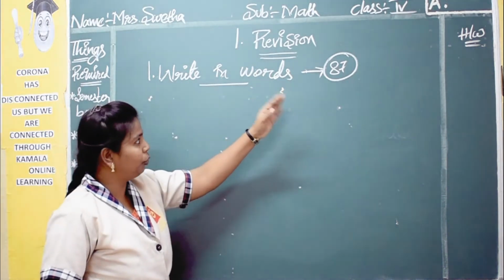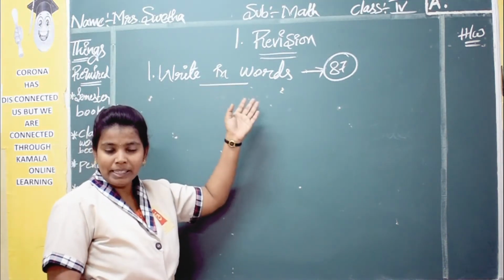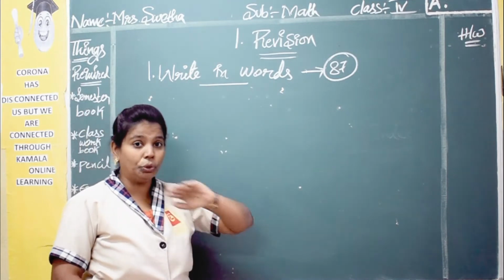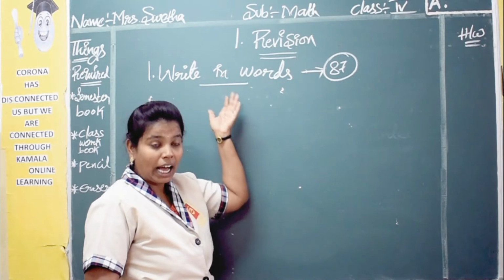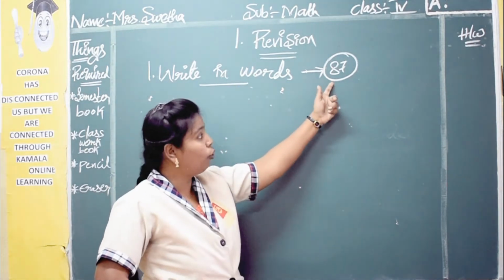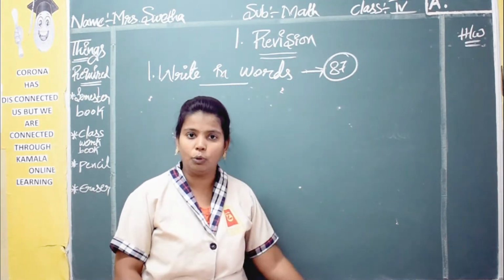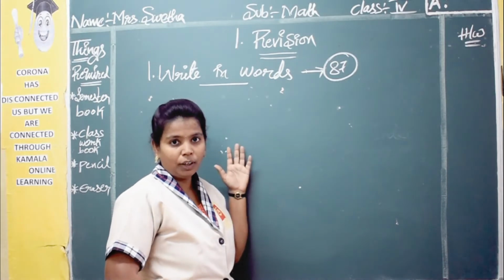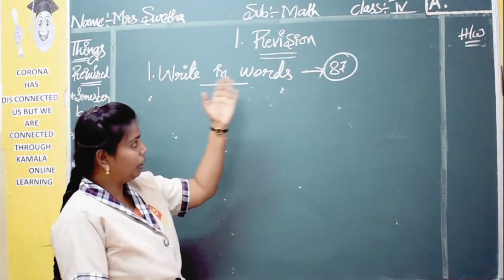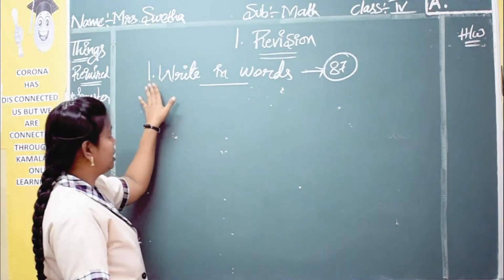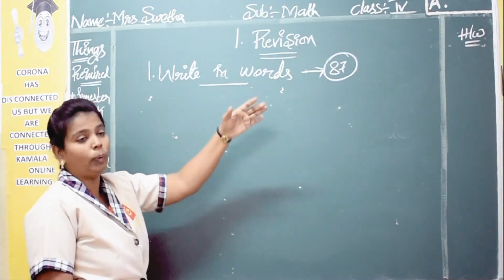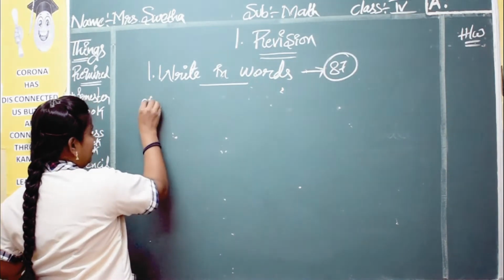Whenever you find any mistakes, first of all you should not write any mistake. Whenever you want to refer to that particular question again in your semester, you can open this page number directly and search for the questions. So it is very good to write the page number. This is your first bit. What is the first bit? Write in words. So what does write in words mean?